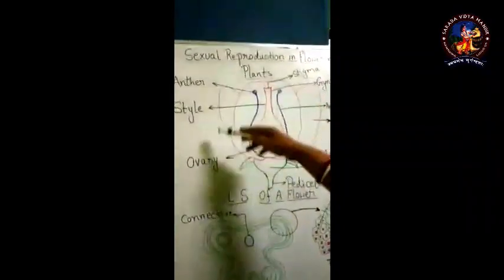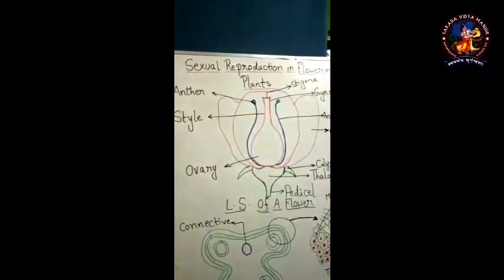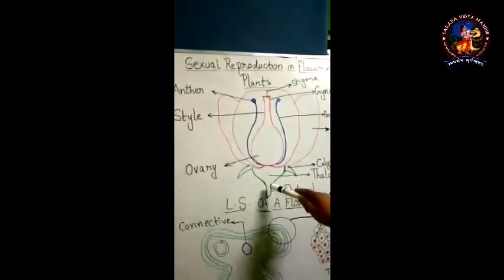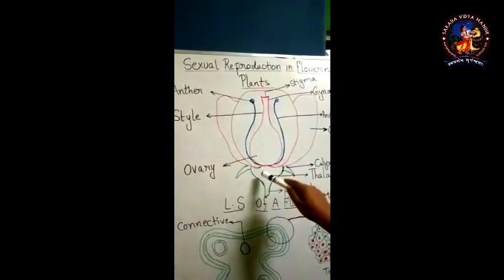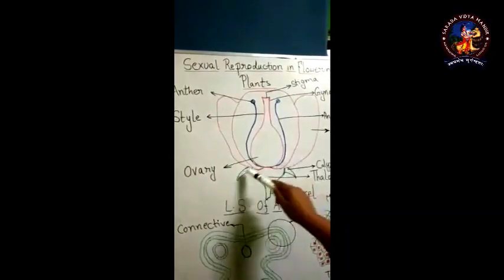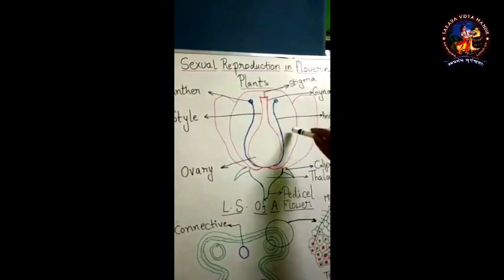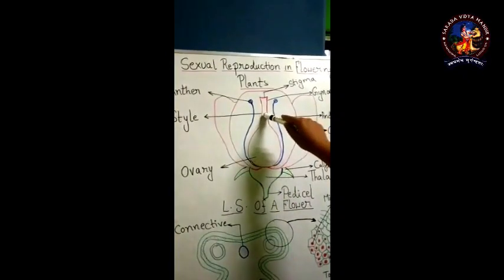So this is a diagram of a typical flower where you can see that this is the stalk of the flower, which is called pedicel, followed by your thalamus, which is the receptacle, and this is the calyx, the first whorl of the flower. Then is the corolla. Next is your androecium, and this is the gynoecium.